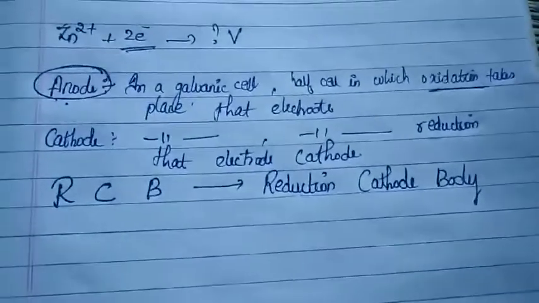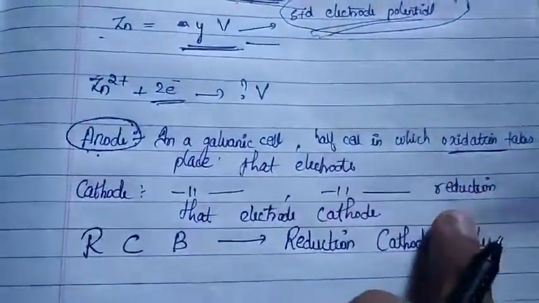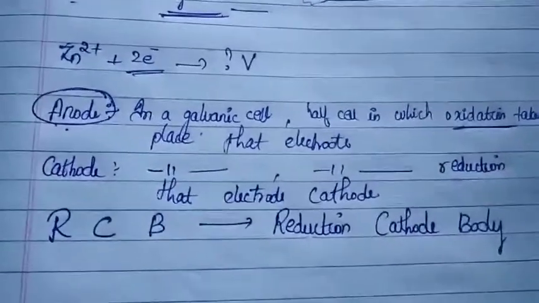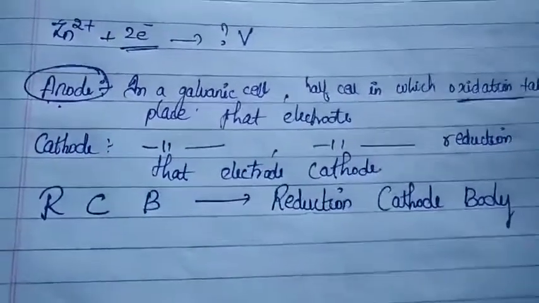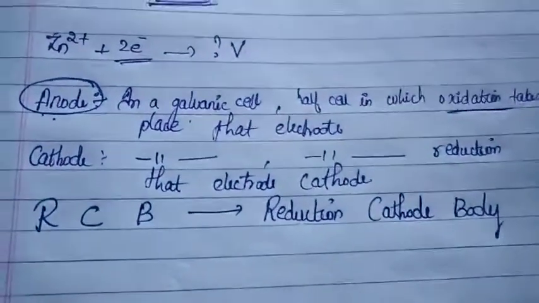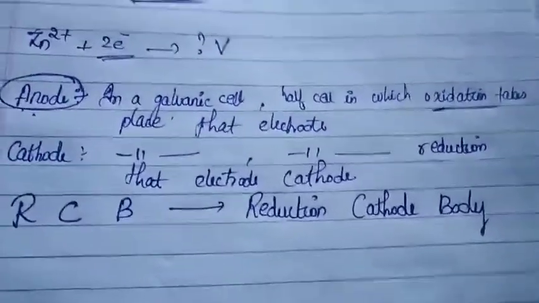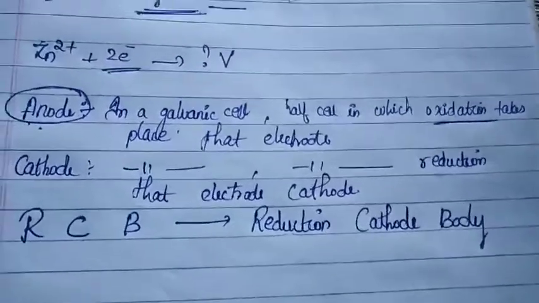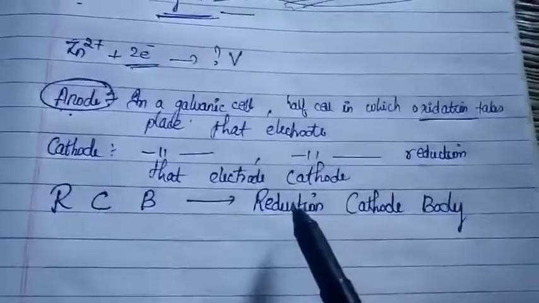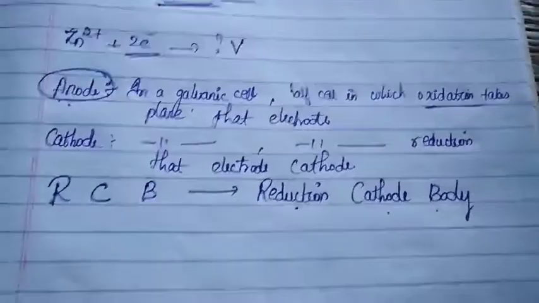Now you can remember what happens at the cathode: reduction happens. This may be confusing, but RCB is not confusing, because it's our favorite team. Of course, mine is Mumbai Indians, different task. But most of you in Karnataka always like RCB, that is the reason I'm giving you this hint. RCB means reduction at the cathode body.